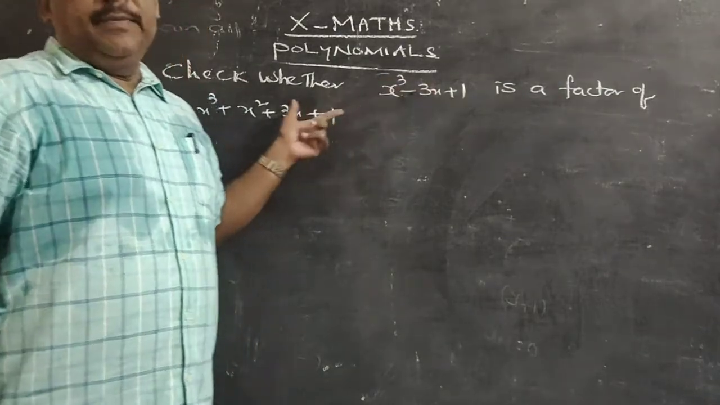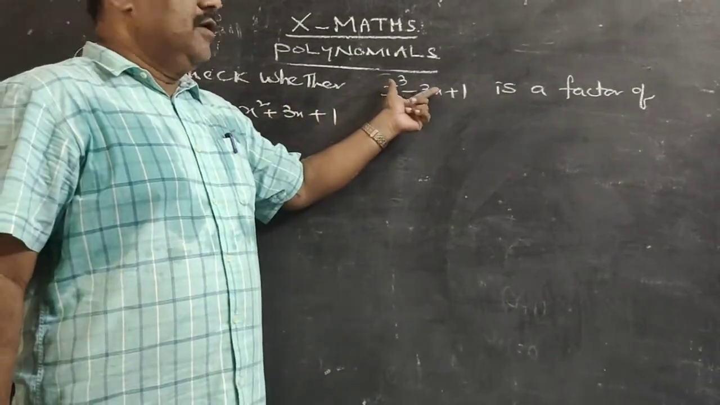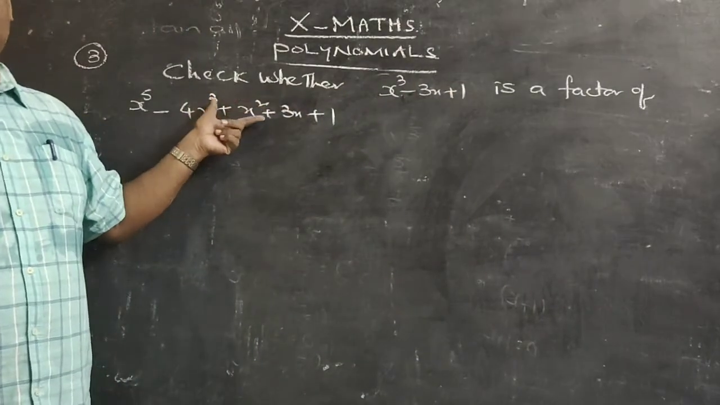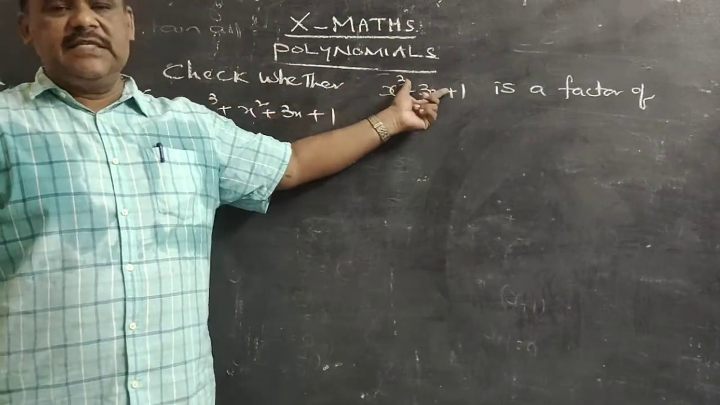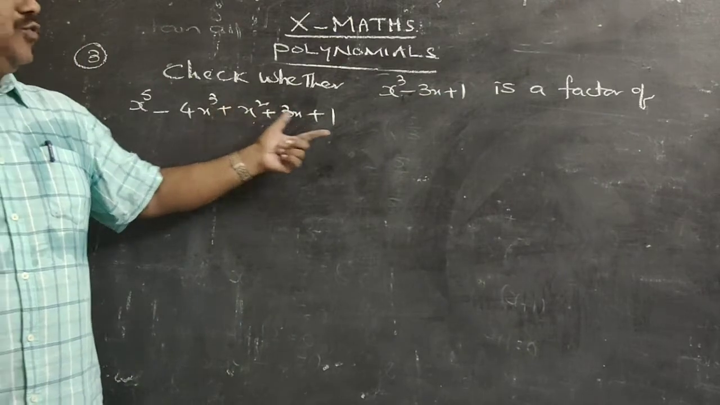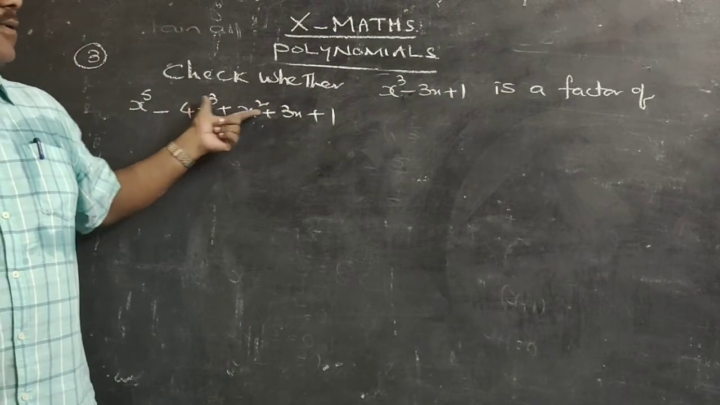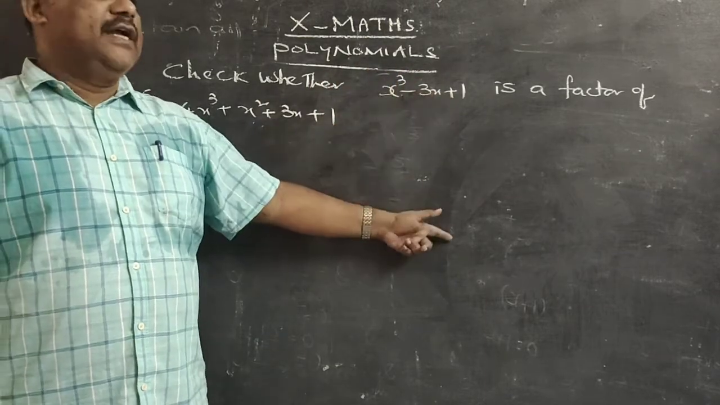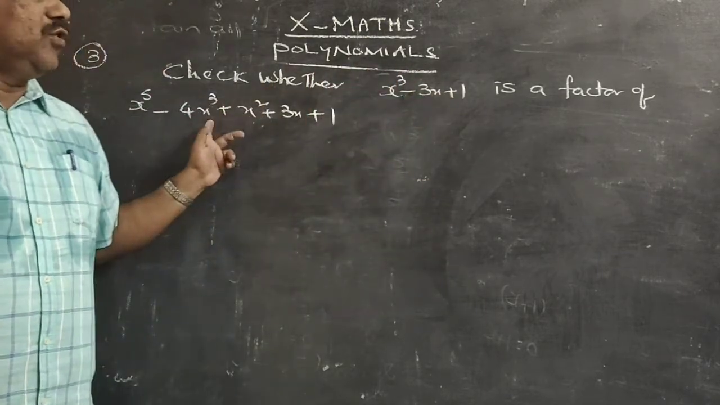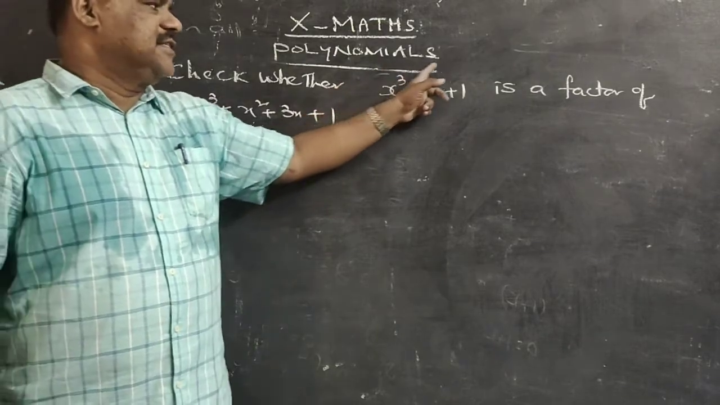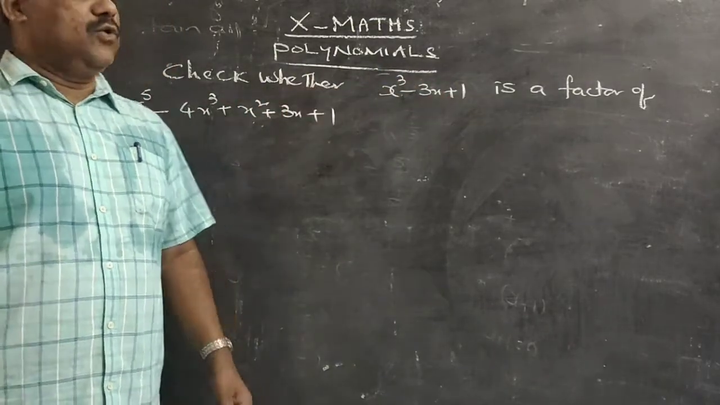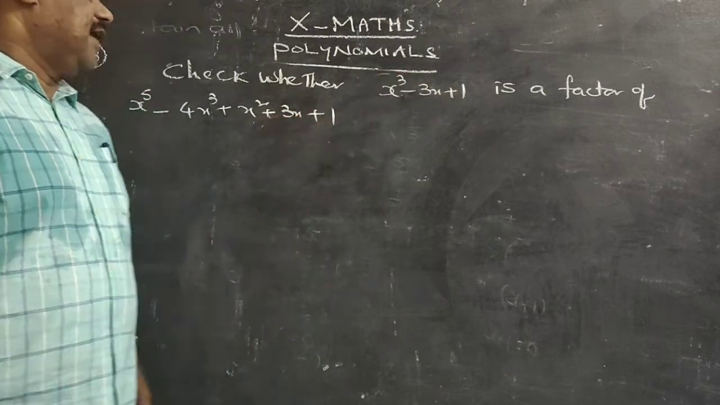Here two polynomials are given. We have to check whether the first polynomial is a factor of second polynomial or not. To know whether this is the factor of this, what we have to do is divide the second polynomial by first polynomial. After division, if the remainder is zero, then it states that first one is the factor of second one. If you get other than zero, then we can say that it is not a factor.